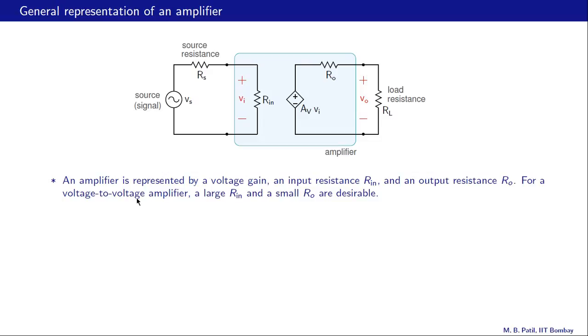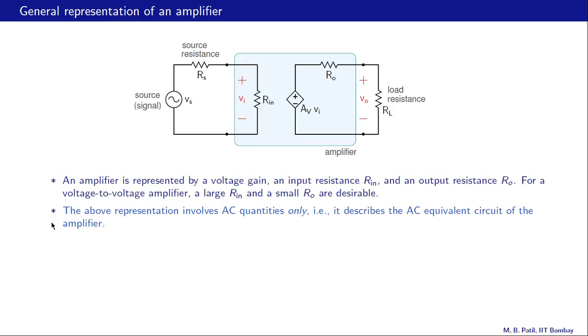And for a voltage to voltage amplifier, a large Rin and a small Ro are desirable, and it is easy to see why. We want all of this input voltage to appear across the amplifier, and that will happen if Rin is large, ideally infinity. What about the output side? We want all of this voltage AV times Vi to appear across the load, and that will happen if Ro is small, ideally 0. And that is why we say that for a voltage to voltage amplifier, a large Rin and a small Ro are desirable.